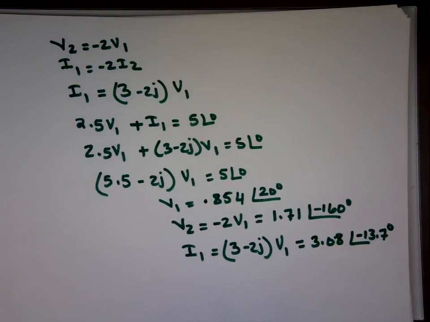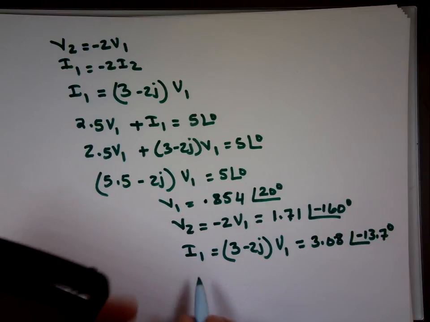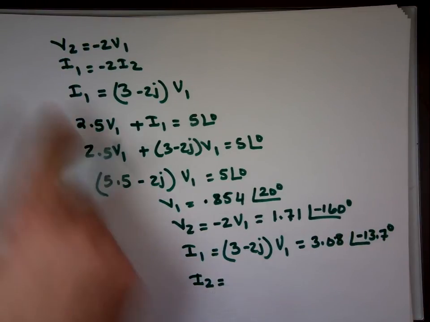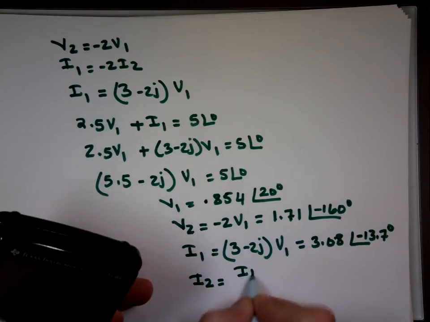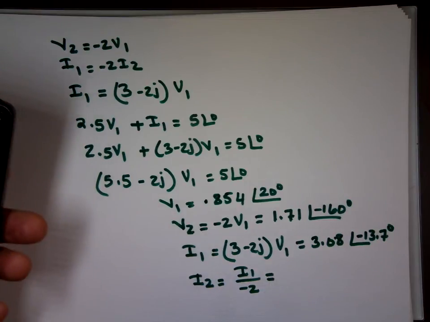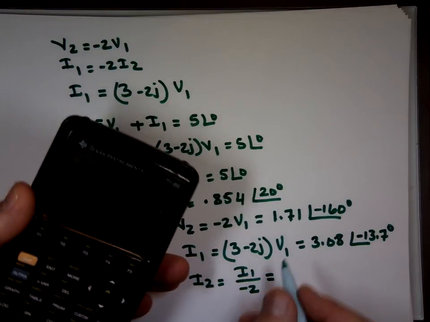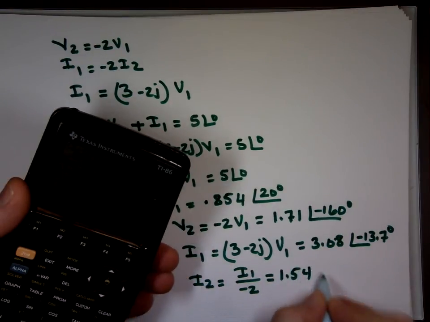And can I find what I sub 2 once I know I sub 1? I sub 2, from this equation, is I sub 1 divided by negative 2. We know what I sub 1 divided by negative 2 is. It is 1.54 angle 166.3.